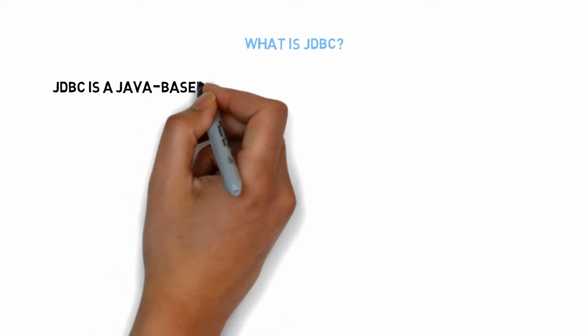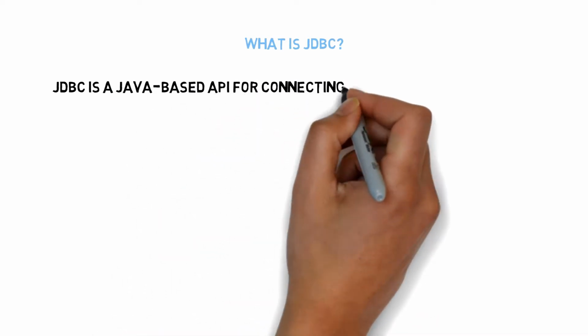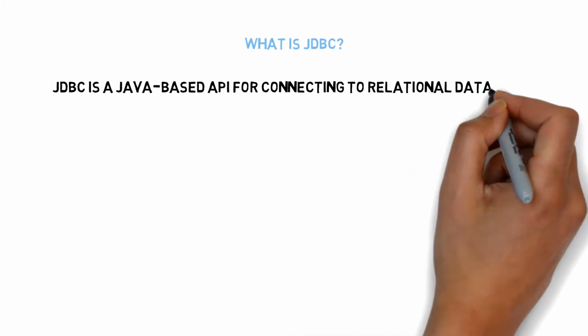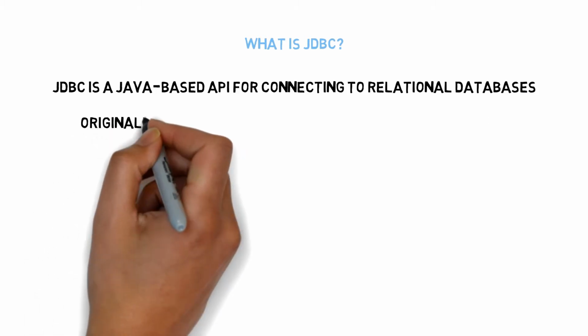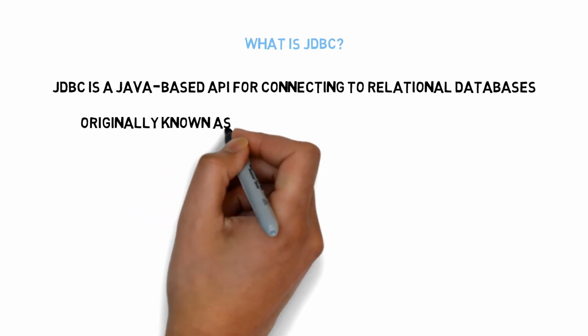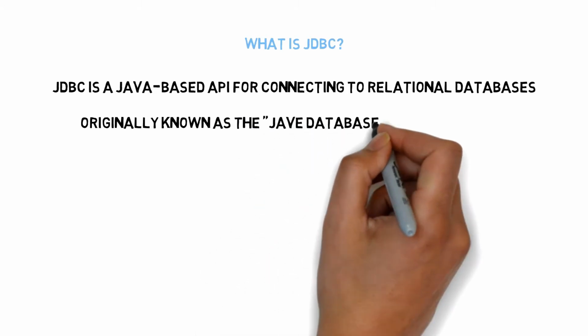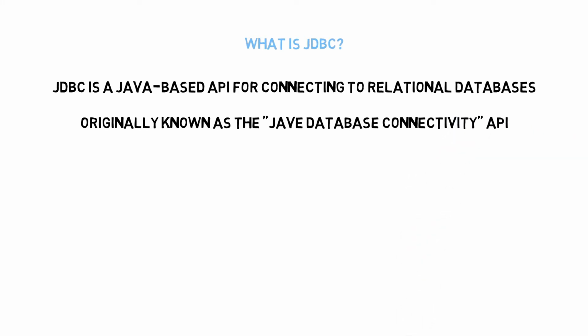JDBC is an API, a set of interfaces and classes that let you easily connect to any relational database, such as Oracle, SQL Server, MySQL, and many others. It was originally known as Java Database Connectivity, but more recently it's been known simply by the acronym JDBC.